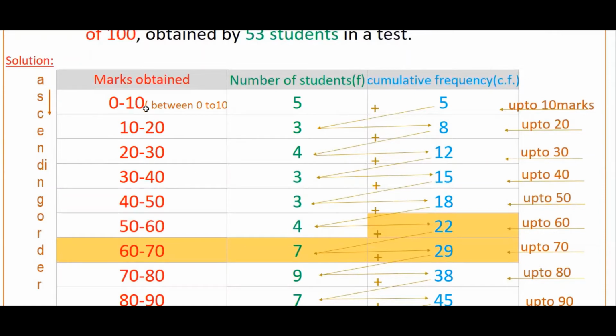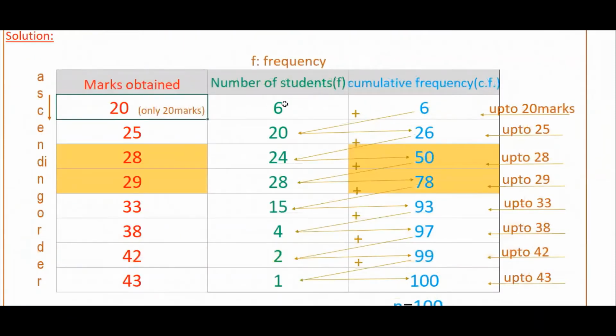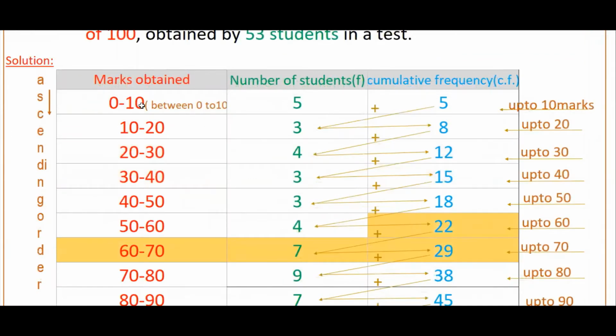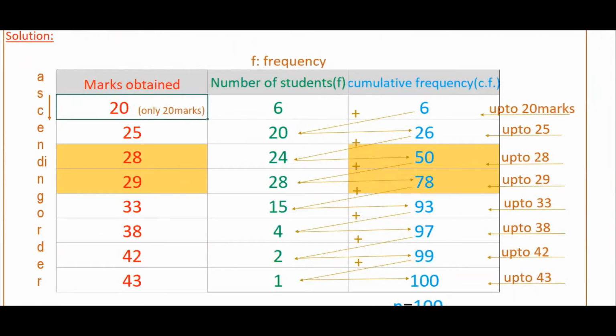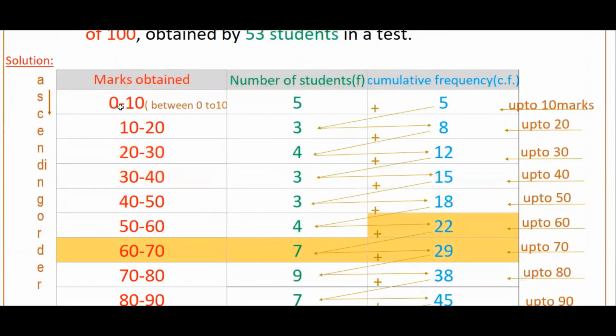The difference between the previous problem and this problem is you can see here 6 students got only 20 marks, meaning all 6 students got 20 marks only, and here 5 students got between 0 to 10. That means they may get 5, 6, 7, 8, 9, any marks between 0 to 10, 2, 3, like this. So any marks between 0 to 10, these 5 students can get, but here 6 students got only 20 marks. This is the difference between class interval and that number. And here the class interval is given, so we have to find the median by using a formula.